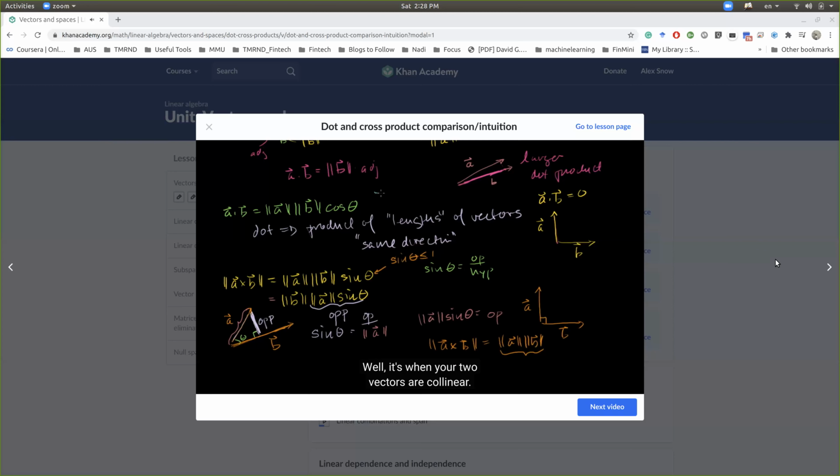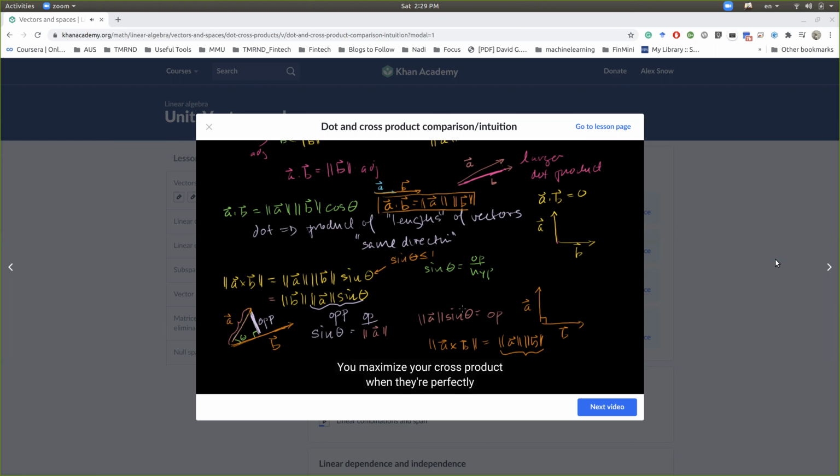If my vector A looks like that and my vector B is another vector going in the same direction, then theta is 0. There's no angle between them. And then you have A dot B is equal to the magnitude, or the length, of vector A times the length of vector B times the cosine of the angle between them. The angle is 0, so the cosine of that is 1. So when you have two vectors that go exactly in the same direction, or they're collinear, you maximize your dot product.